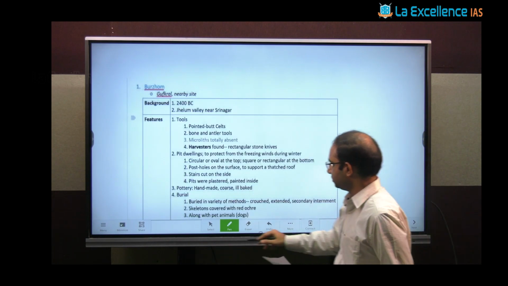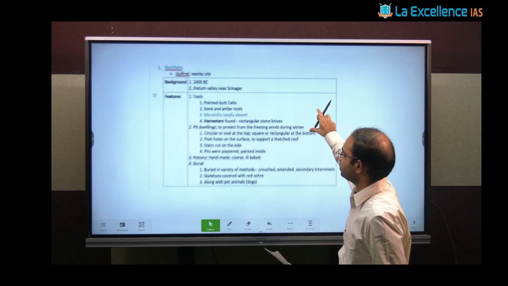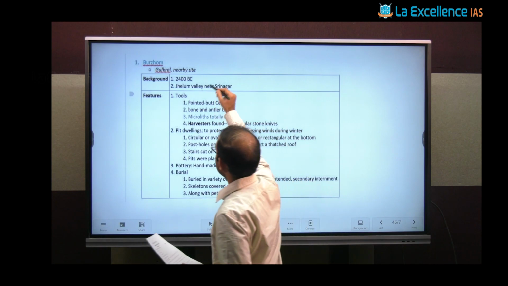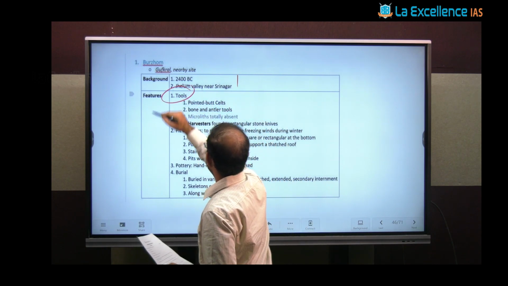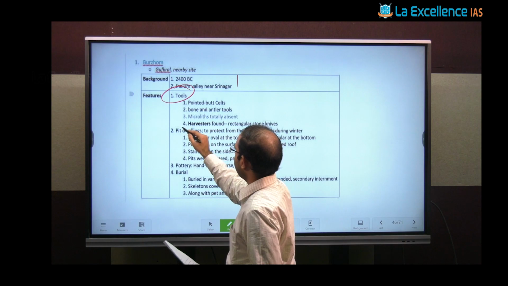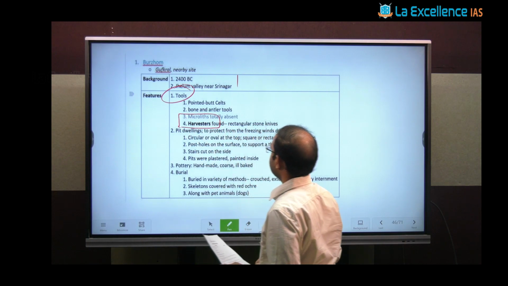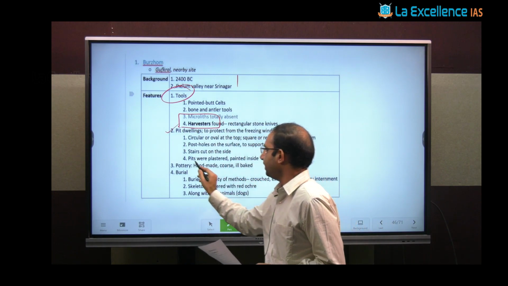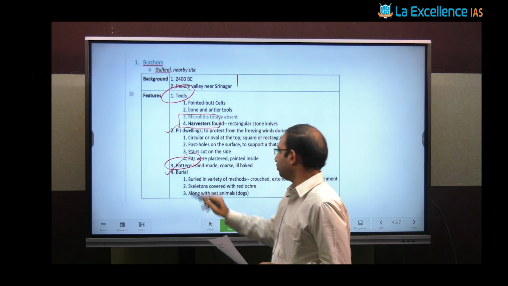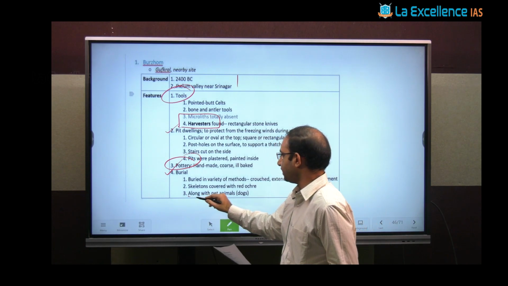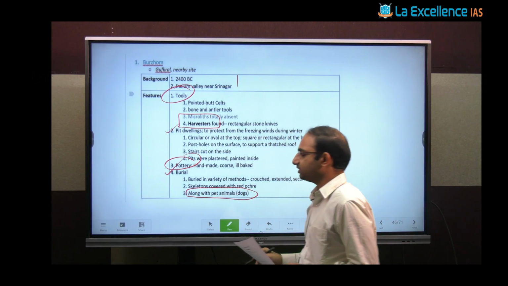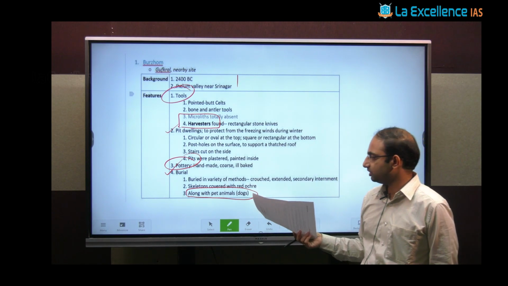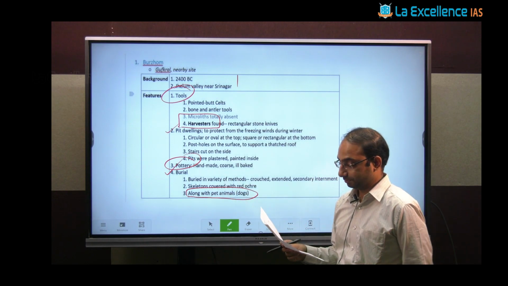And here, this is the content that I discuss in class. So you can just directly write this content and show the various points. First, location, timeline, what kind of tools were found, and in specific they found one particular tool called a harvester, which is particularly noticed here. Then describe the pit dwellings in detail and briefly talk about pottery and what kind of burials were seen here. It is unique for the fact that people were buried along with their pet animals. So dogs were seen to be buried along with the dead people.